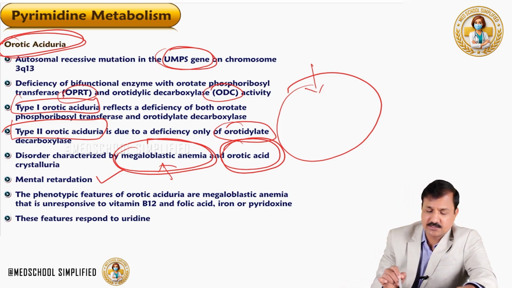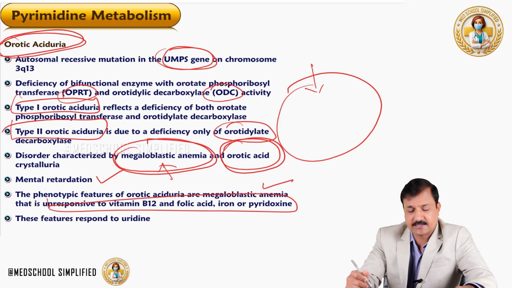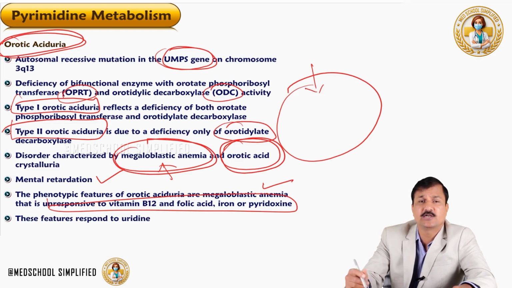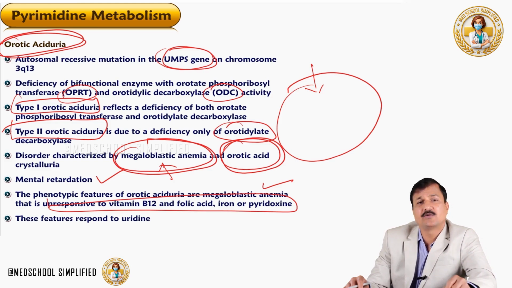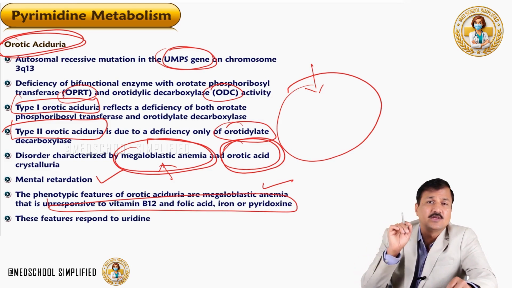So, the phenotypic features of orotic aciduria are megaloblastic anemia that is not responsive to vitamin B12, folic acid, iron or pyridoxine supplementation. Remember that. So it is resistant to supplementation with cobalamin, folic acid, iron and pyridoxine. That means the megaloblastic anemia is other than vitamin B12 and folic acid deficiency, and that is because of the UMP synthase enzyme being defective here.